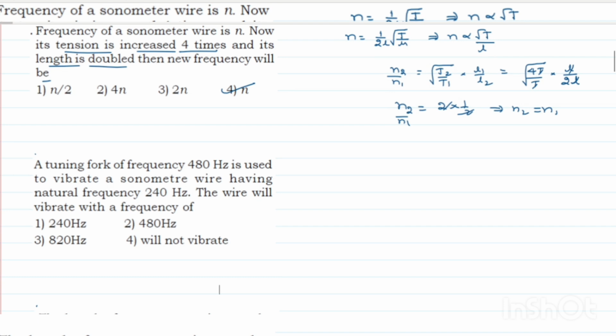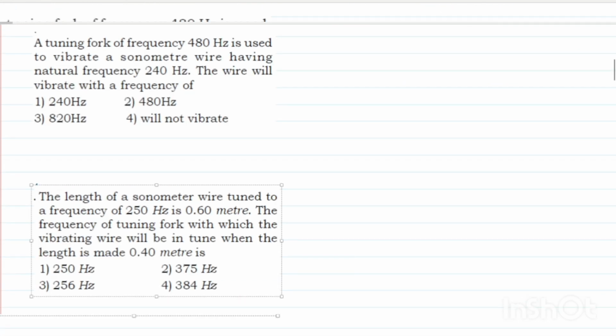Let us see the next question. The next question says a tuning fork of frequency 480 Hz is used to vibrate a sonometer wire having a natural frequency of 240 Hz. The wire will vibrate with the frequency of?